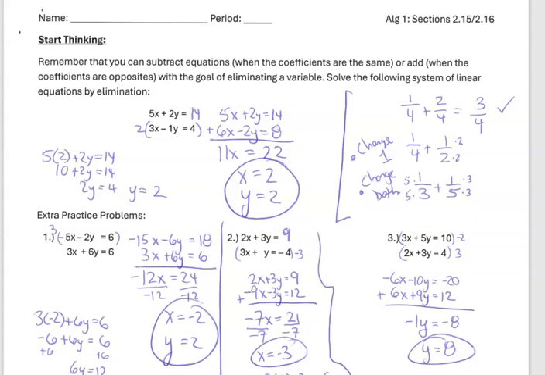All right, let's go ahead and run through section 2.15 and 2.16. It says, remember that you can subtract equations when the coefficients are the same or add when the coefficients are opposites, with the goal of eliminating a variable.